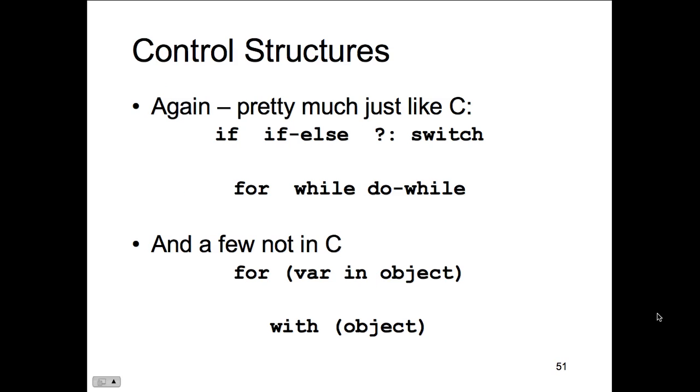We also have control structures. So again, pretty much like C, we have if, else, and then we have switch. And I'll show some examples of this coming up. And then for, while, or do while. And again, a few not like C: for variable in object, with object, do something.